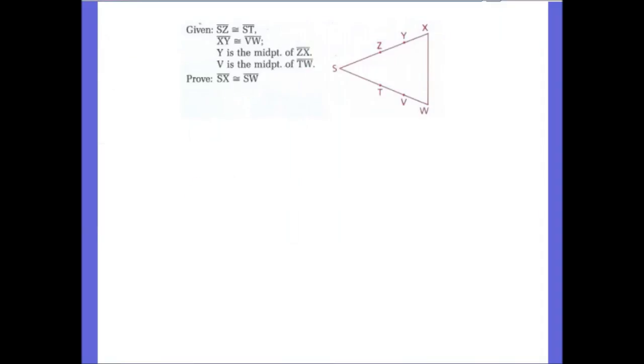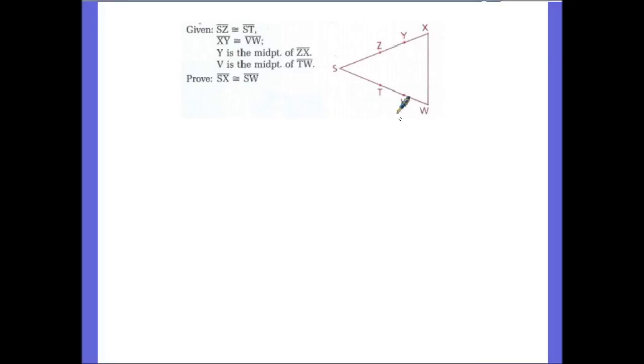Alright, for our next one, we're given that SZ is congruent to ST. We're given that XY is congruent to VW. Y is the midpoint of XZ, and V is the midpoint of TW. We're trying to prove that SX is congruent to SW.